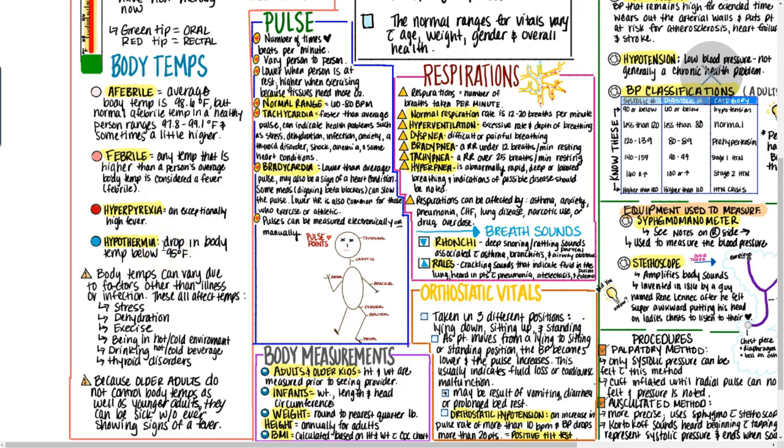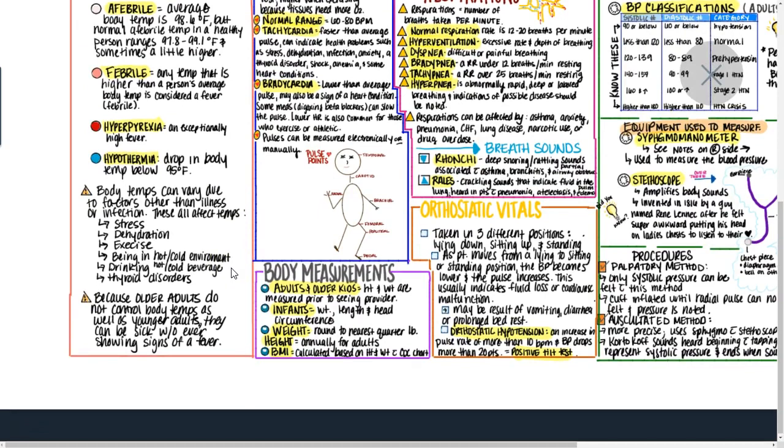Hypothermia is the opposite of hyperpyrexia, and that is a drop in the body temperature below 95 degrees. A few more notes on body temps: they can vary due to factors other than illness or infection. Things like stress, dehydration, and exercise can affect body temperature. If you are outside and it's really cold, it can bring your body temperature down. If you're outside and it's really hot, that can raise your body temperature. Drinking a hot or cold beverage can have the same effect. Thyroid disorders can also mess with your body temperature.